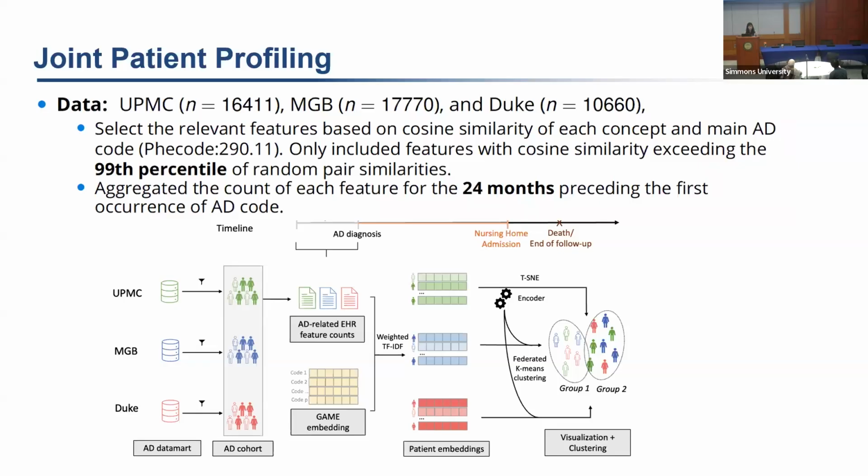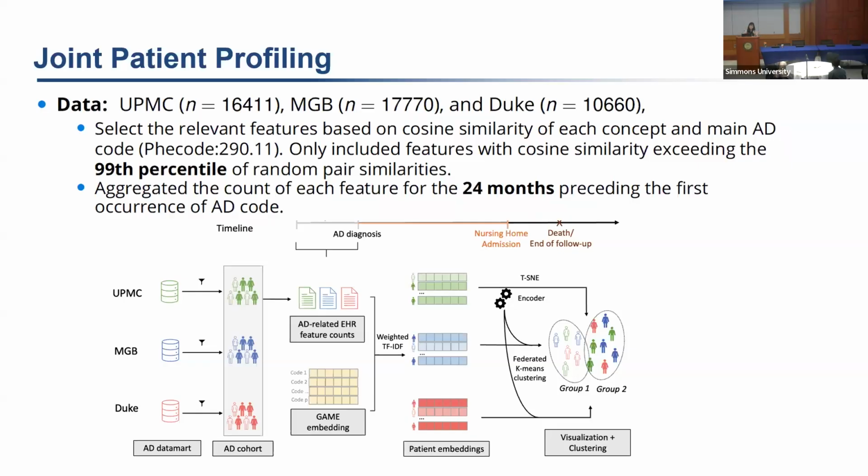We have UPMC, a cohort of AD patients, MGB, and we also have collaborators at Duke. So these are done in a federated manner. They have their own data. And what we did is basically we aggregated the count-level data, we multiplied that with the embedding, and we created a patient embedding. So each of the patients within each of the institutions has their embedding.